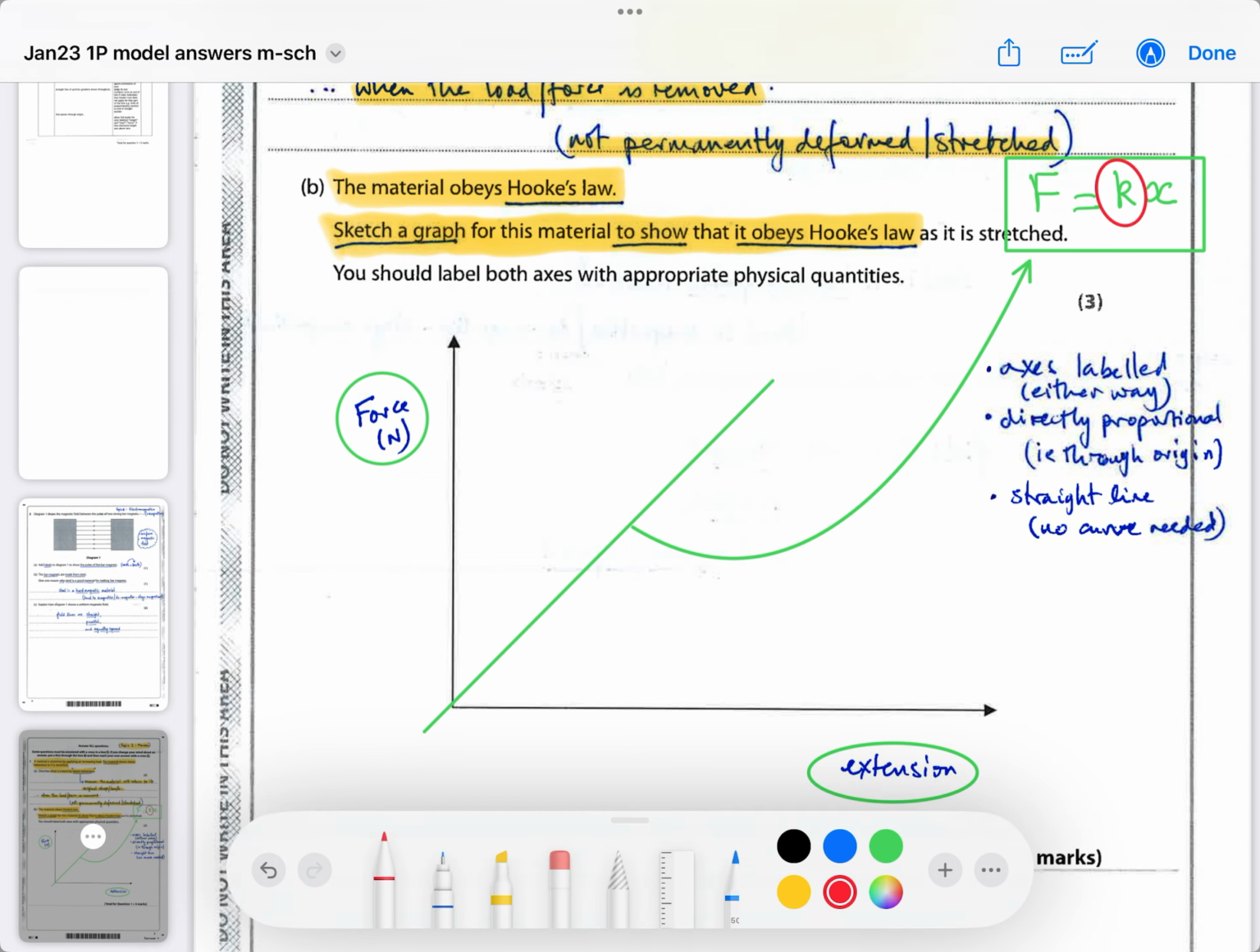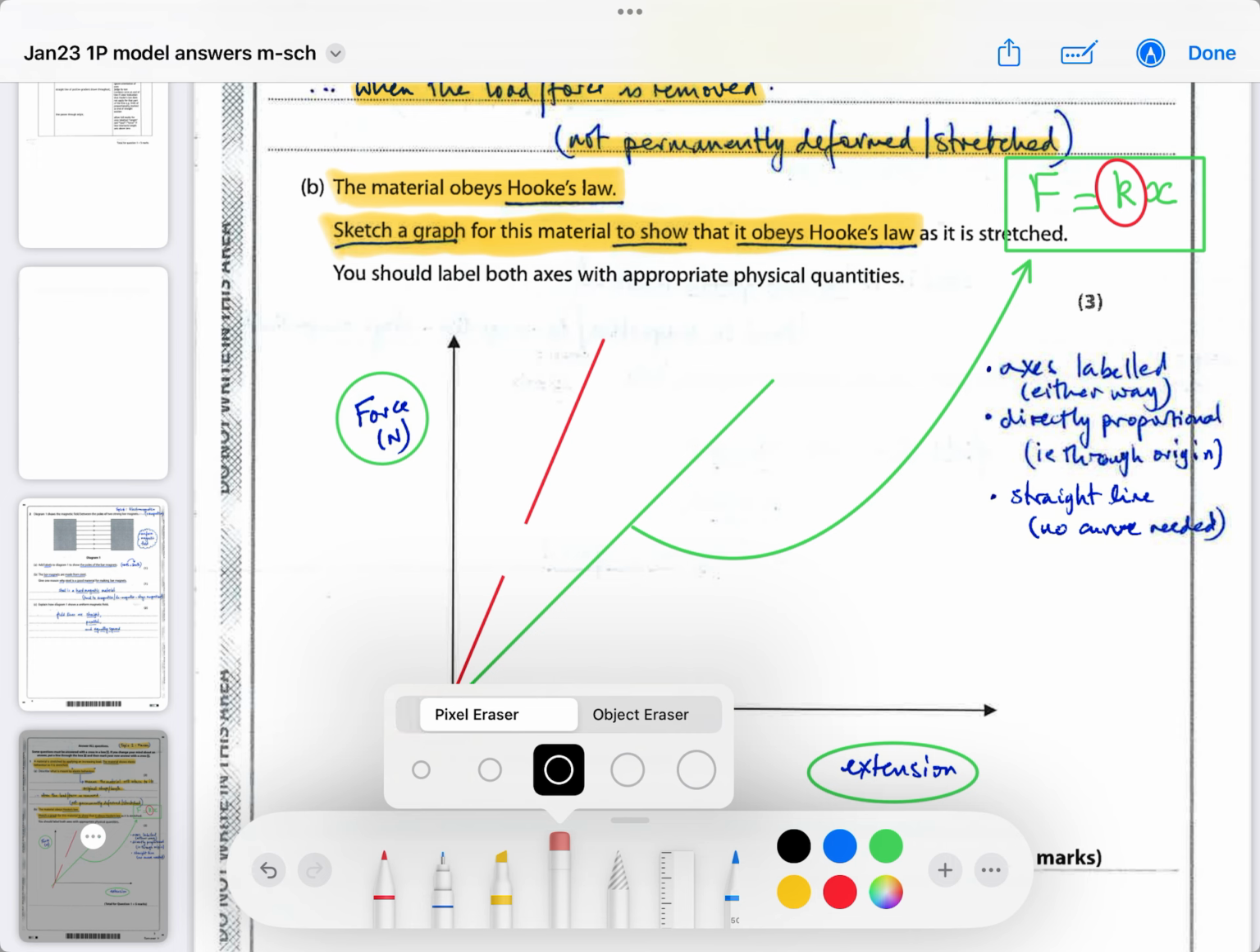So if I had a steeper spring, a steeper line on this graph, like this, so the red line would be stiffer, the spring would be more difficult to stretch. You can see it doesn't stretch as much as the green line. I'm going to rub off the red line because it's not in the question.